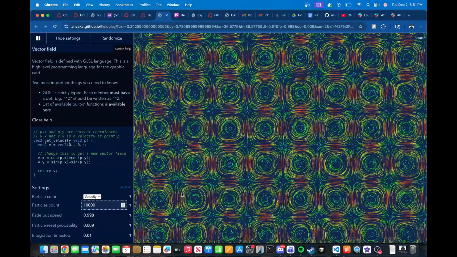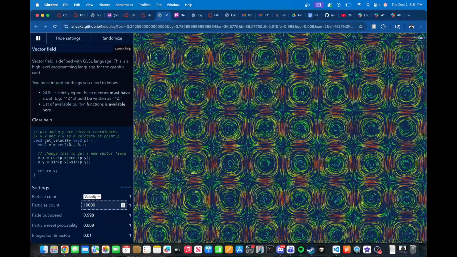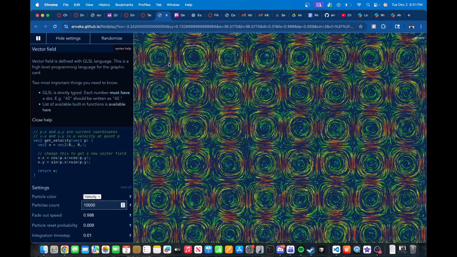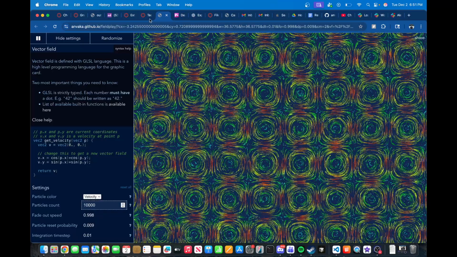and Field Play allows us to visualize this in a way that pretty much no other tool that I know of allows us to. So yeah, all right, let's move on.